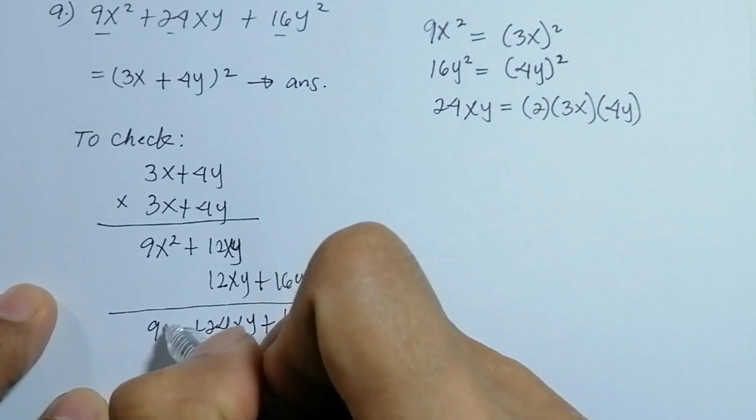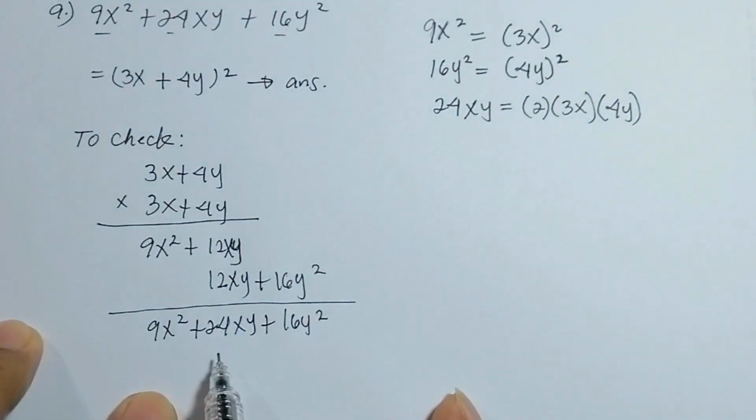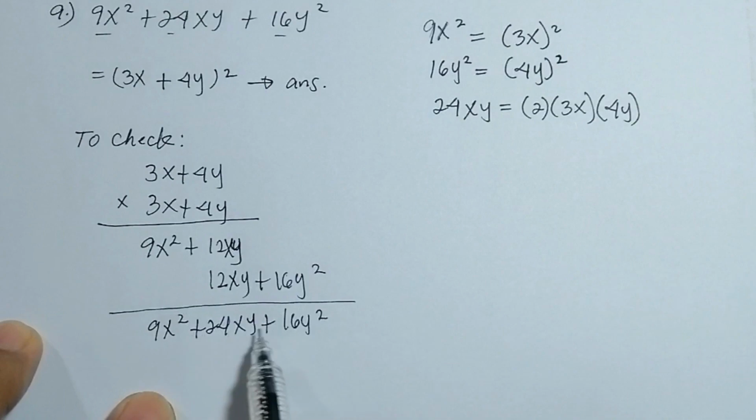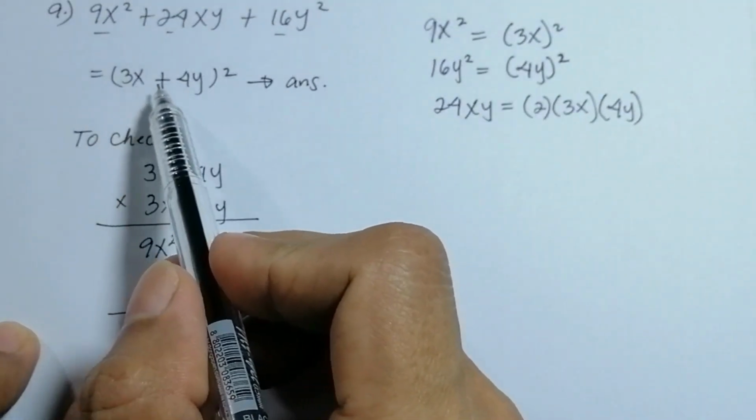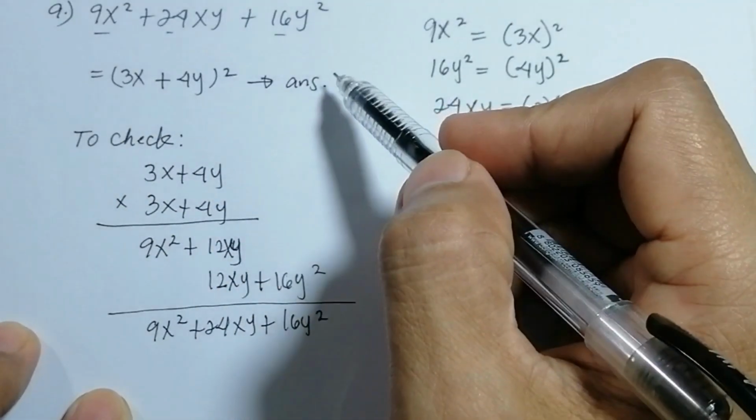Bring down 9x squared. Our answer is correct because the product is the same. So 3x plus 4y squared is our answer, which means it is correct.